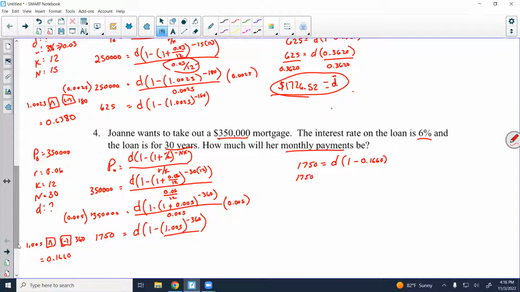Finish my subtraction here. That's 0.834. Divide both sides by 0.834. And what do I end up with? 1,750 divided by 0.834 equals $2,098.32.